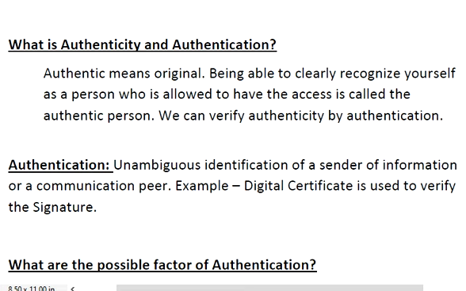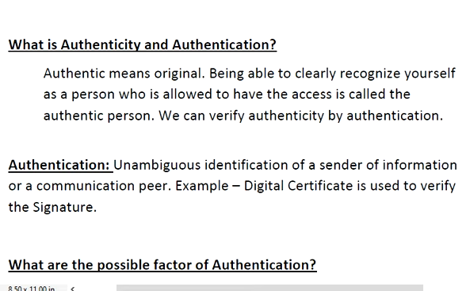So authentic means something original. So being able to clearly recognize yourself as a person who is able to access is called an authentic person. And you can verify authenticity by authentication. And we know that authentication means unambiguous identification of a sender of information or a communication pair, where a digital certificate is used to verify the signature.